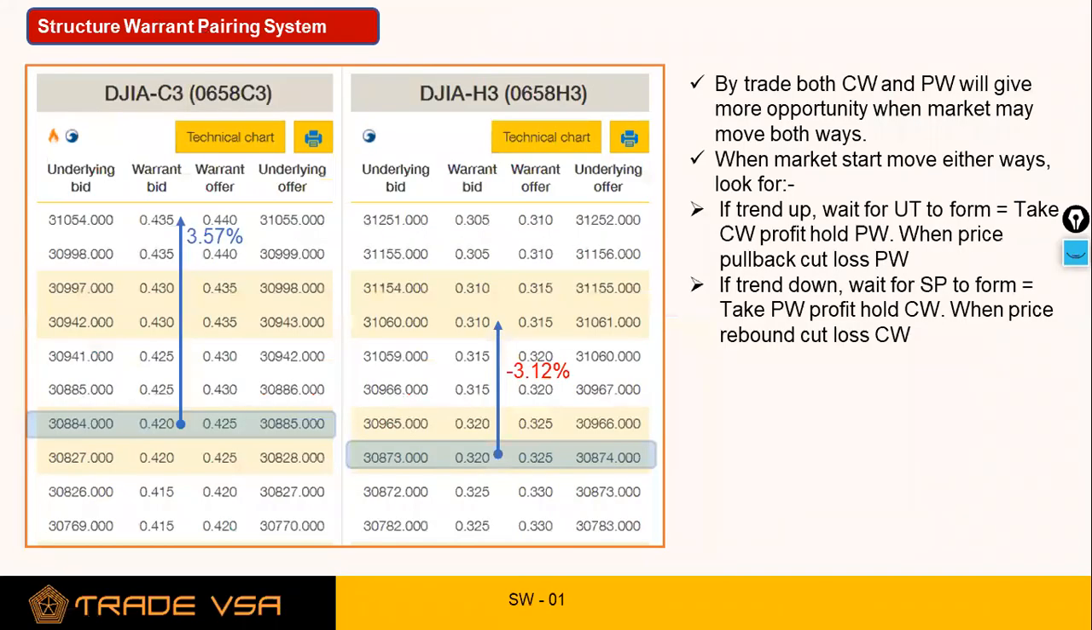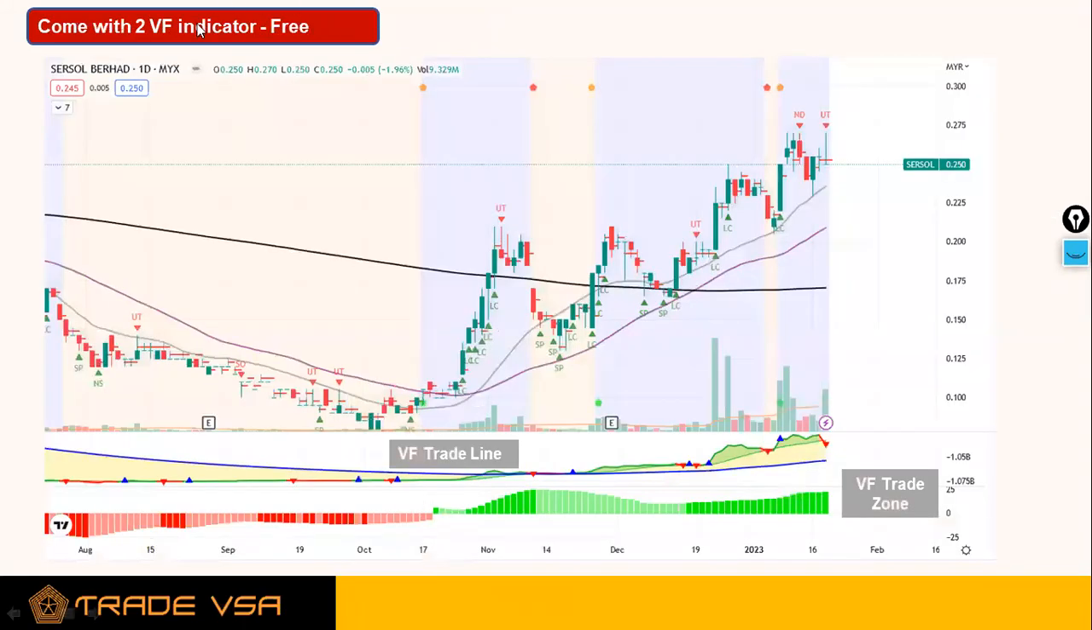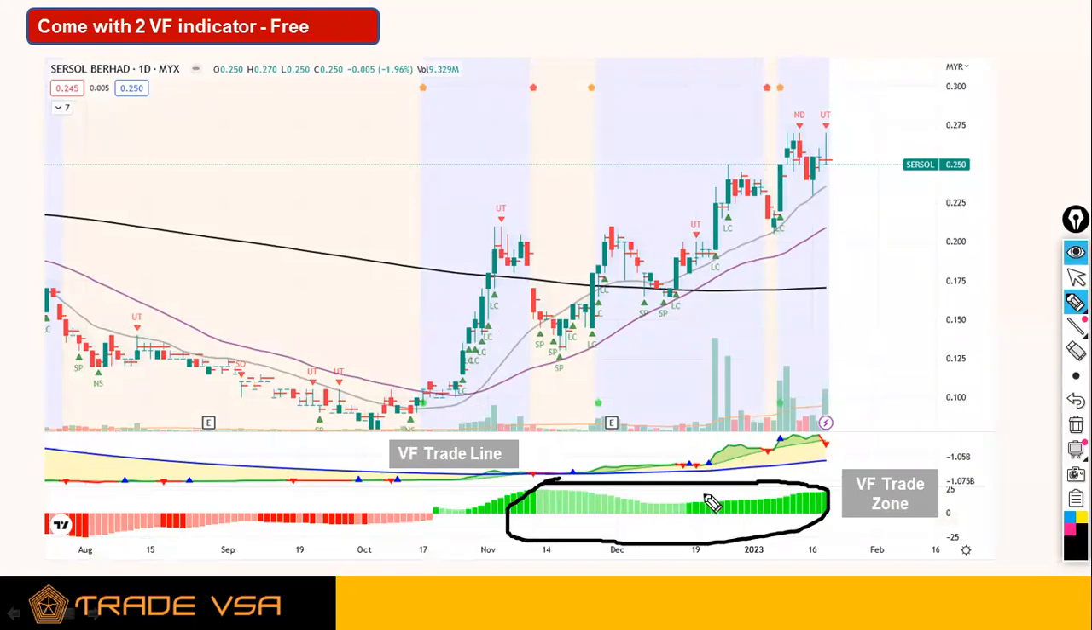Okay, so this is some pairing of two VF indicators. I will give you for free. This is called the VF trade zone, and this is the VF trade line. They will work as a pair together. When you see a green structure, that means the whole entire market momentum is still high. And for members who have attended my pullback class, when you see the market is still above the 20 moving average and the VF is still on the uptrend, that means it is a safe checkpoint to jump in on the pullback.